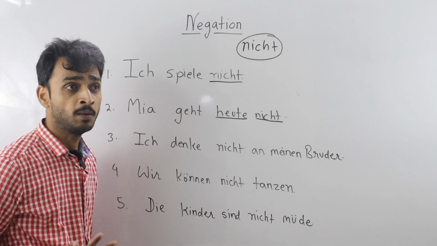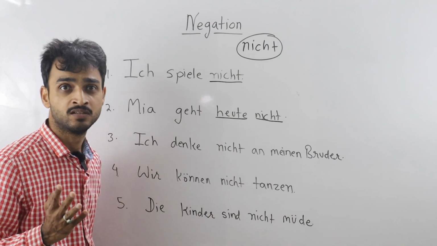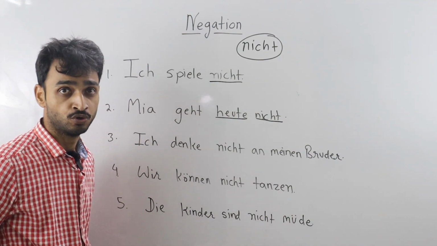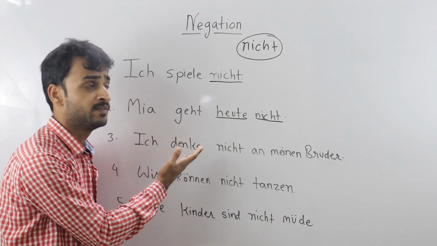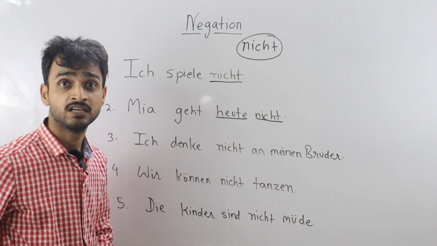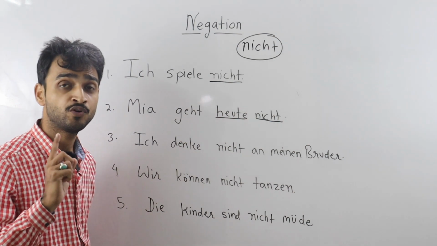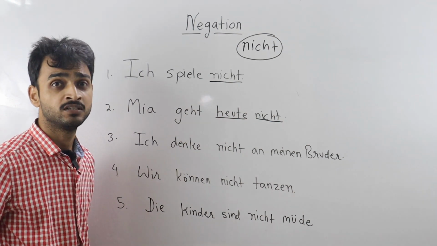We can also say Mia geht morgen nicht. Mia will not go tomorrow. So first temporal, today, tomorrow, or any weekday, then nicht. So this is our second structure. You have to be very careful while using nicht.